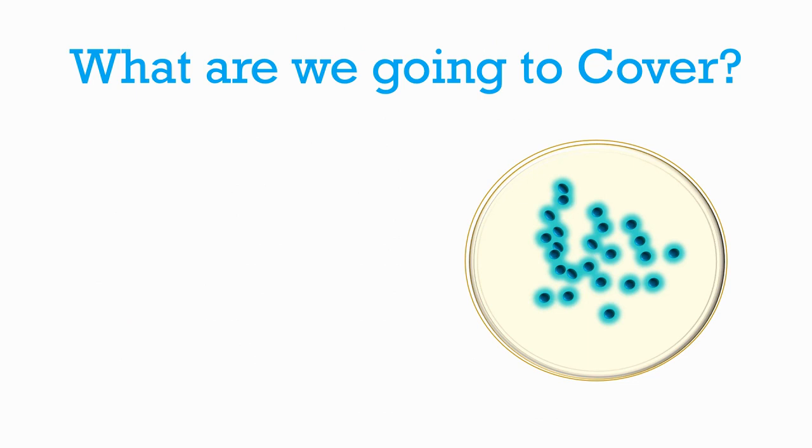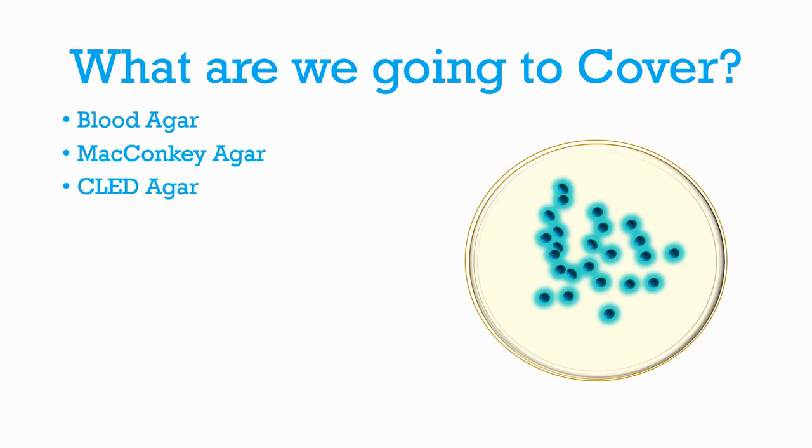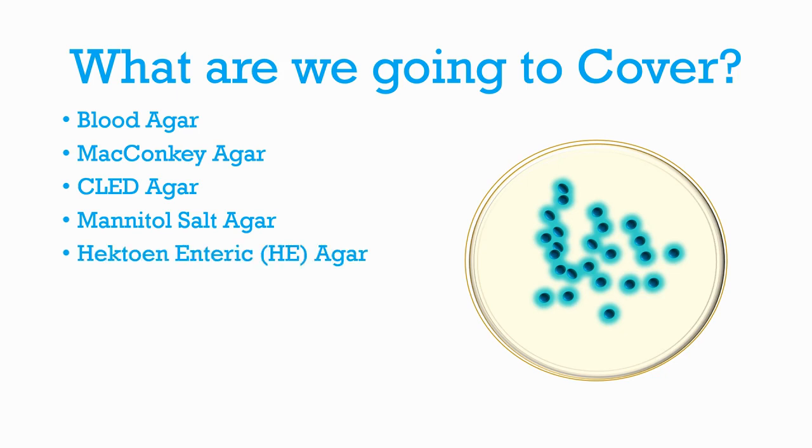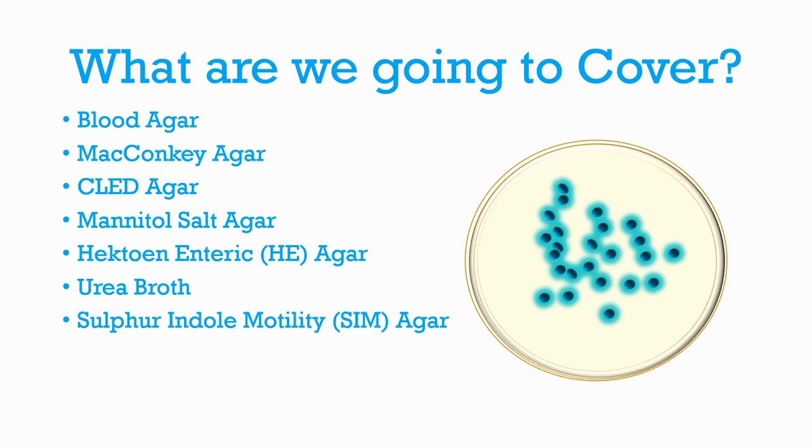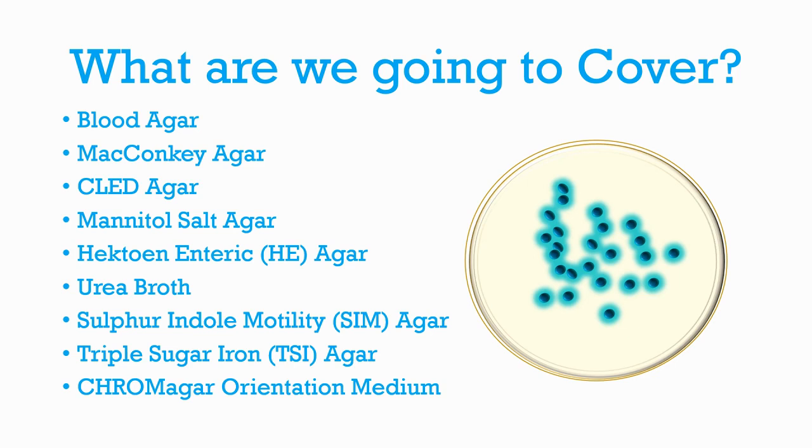The commonly used differential media that we will cover in this video are blood agar, MacConkey Agar, Cysteine Lactose Electrolyte Deficient Agar, Mannitol Salt Agar, Hektoen Enteric Agar, Urea Broth, Sulphur Indole Motility Agar, Sugar Iron Agar, and CHROMagar Orientation Medium. If you are interested in any particular differential medium, you can skip to that particular part in the video.